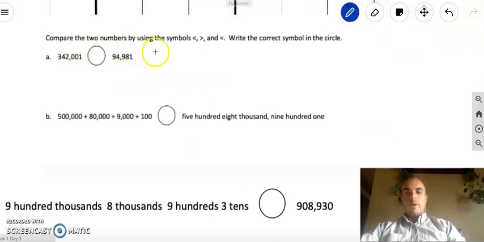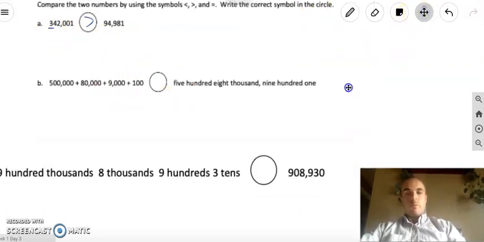So compare the two numbers by using the symbols less than, greater than, equal to. Write the correct symbol in the circle, of course. So I have 342,001 and 94,981. You'll notice that I have a greater place value in this one than this one. This starts at 10,000s. This starts at 100,000s. Regardless of the numbers, this is much larger because there are just more digits.